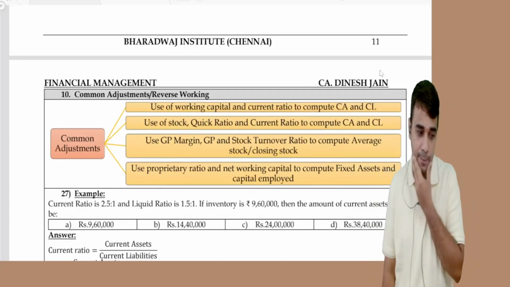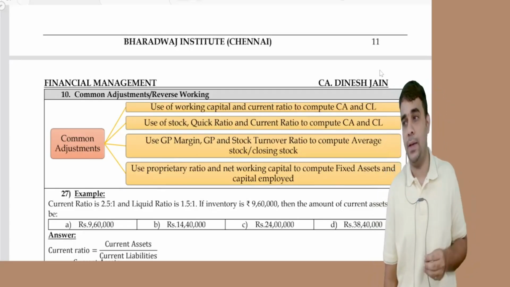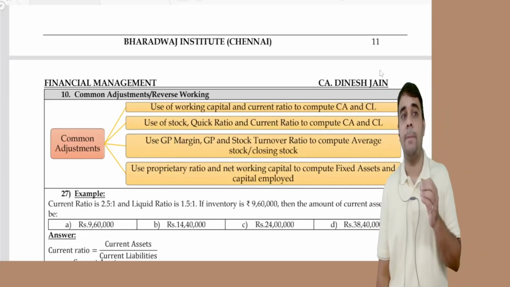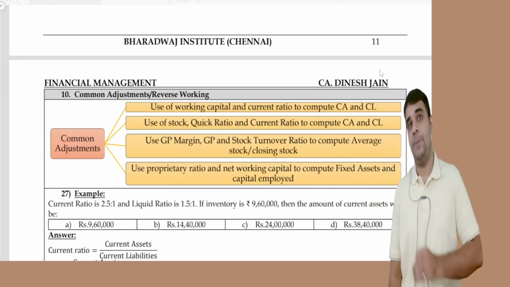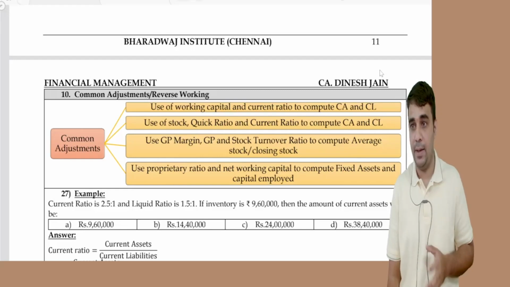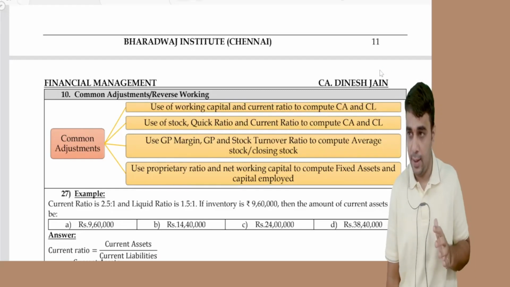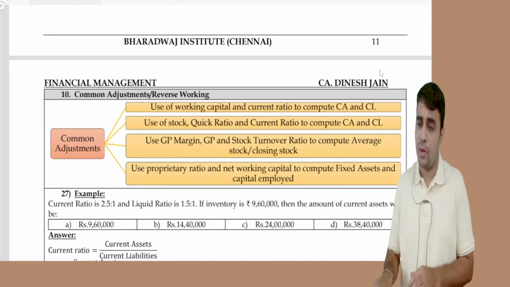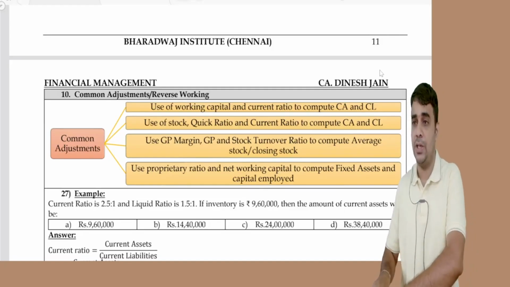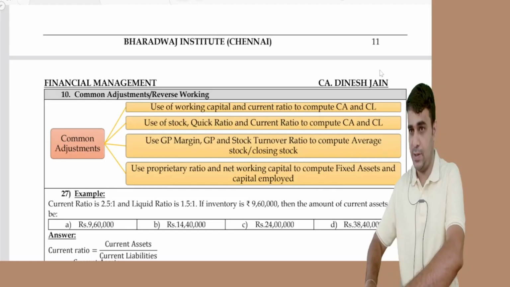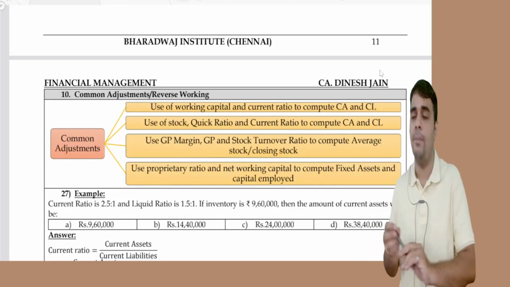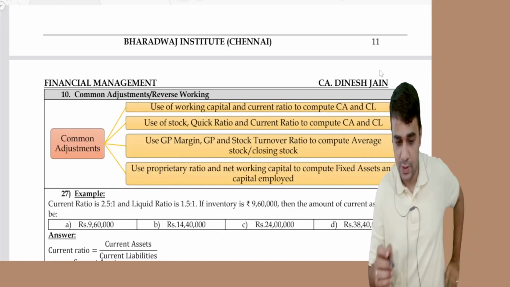What is a reverse working problem is, I will give you certain ratios. You have to construct a balance sheet, sometimes balance sheet and P&L, and rarely balance sheet, P&L and a trading account. In order to construct the balance sheet, there will be multiple adjustments. I'm just telling you the common ones which will be there. Okay, what is a common one?